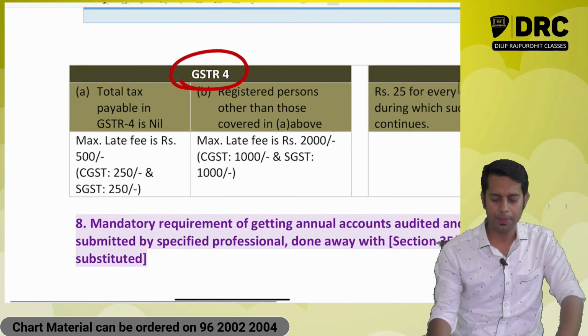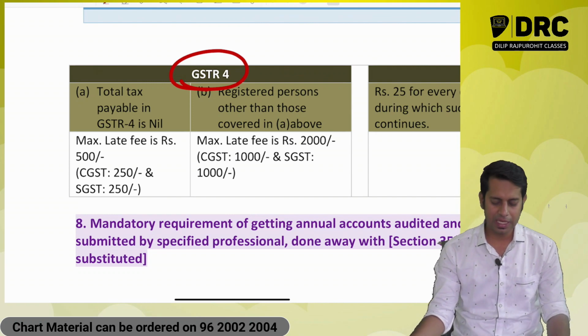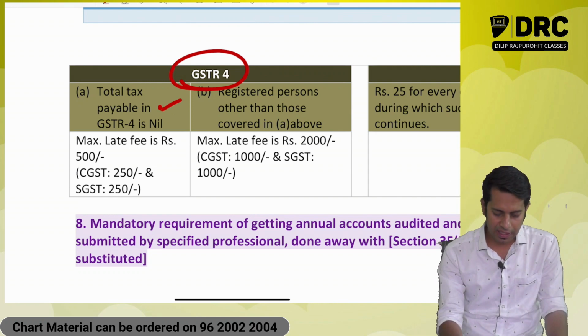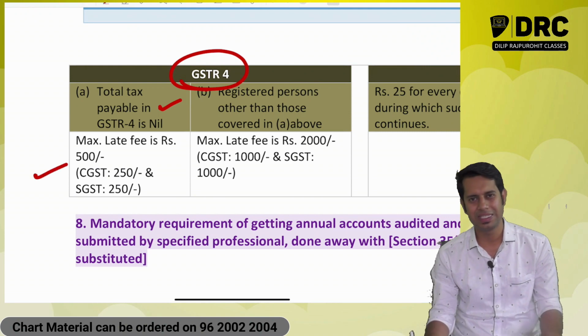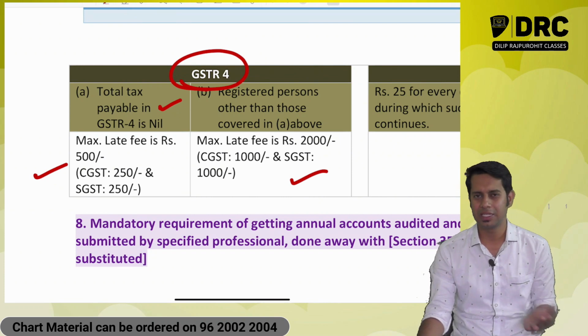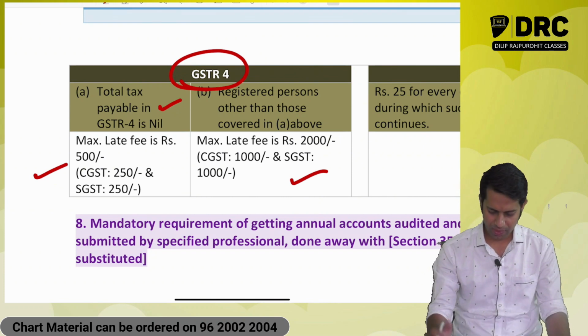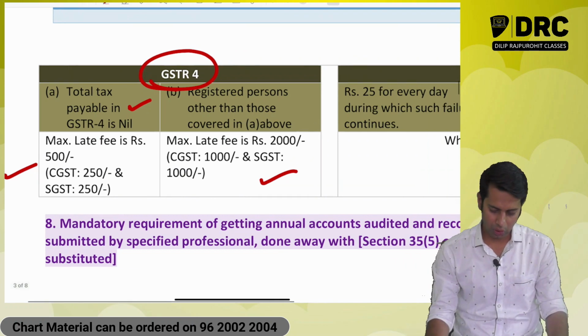If you are a composition dealer, you have to file something called GSTR 4. What is the late fee for GSTR 4? If it is a nil GSTR 4, then it is 250 CGST, 250 SGST. If you have some data in it, then it is 1000 CGST and 1000 SGST. Maximum it is 2000 rupees.